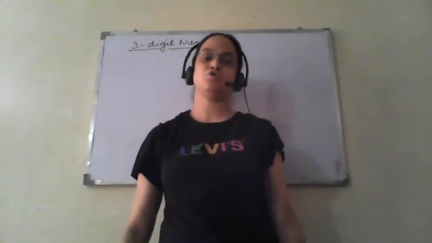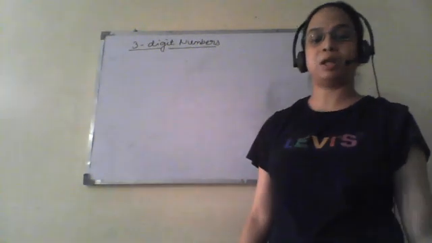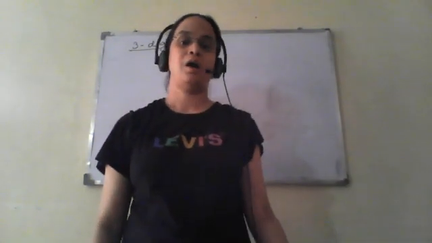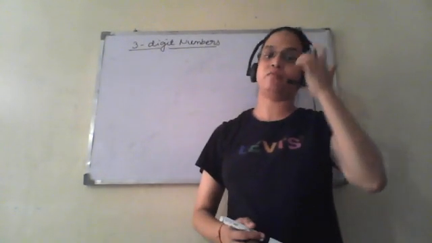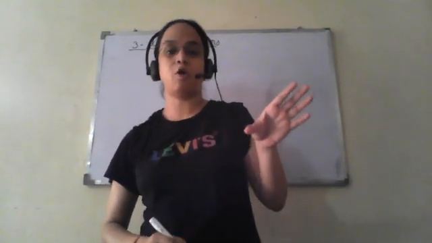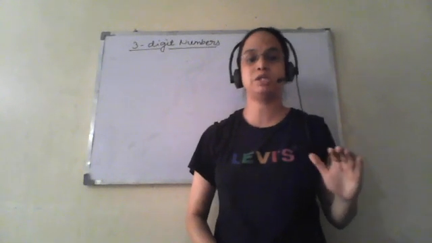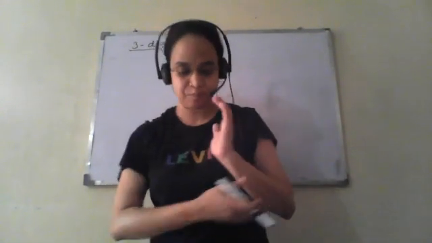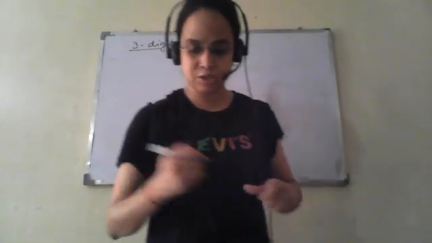Hello everyone. In the last video we saw the case of a three-digit number and the number obtained by reversing it, and we saw the case of subtraction. What was concluded in that video was that the number obtained after subtraction was always divisible by 9 and 11. In this video we will see the case of addition.